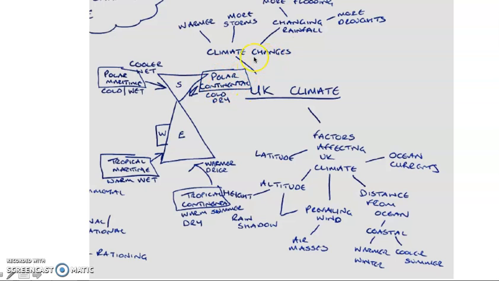The climate change, what we're noticing in the UK, well, we're noticing that it's getting warmer, but because it's getting warmer, there's more energy in the oceans, leading to more storms. And we're getting changing rainfall patterns.